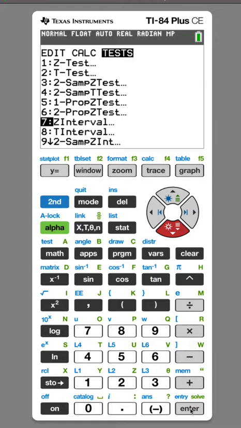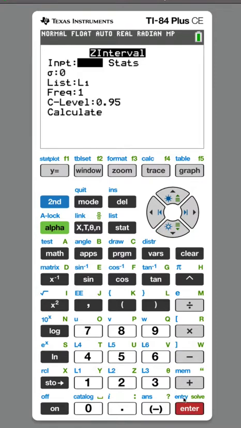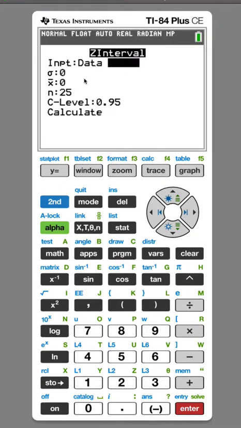Outside of that, let's assume sigma is known and I go to Z interval. Both of them are going to look like this, where they have data or stats. And I'm going to show you data in another video. Let's focus on stats. Let's focus on the situation where they give us the values within the problem.